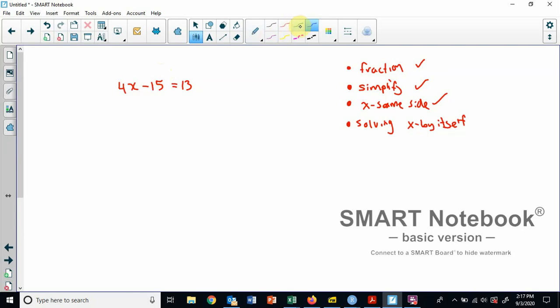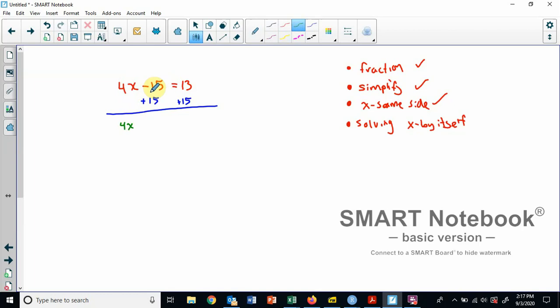Remember, our operations that we use are inverse operations. So what's the opposite of subtracting 15? Adding 15. Now remember, the whole idea of solving is I can do anything to the left side as long as I do that same thing to the right. So let's see what we have. I didn't touch the 4x, so it comes down.